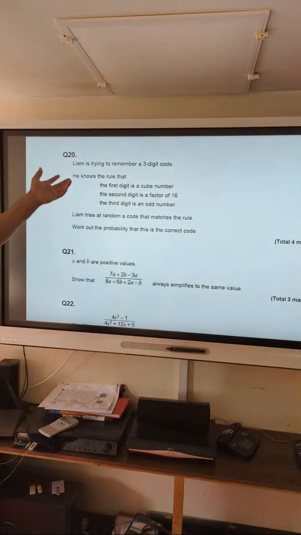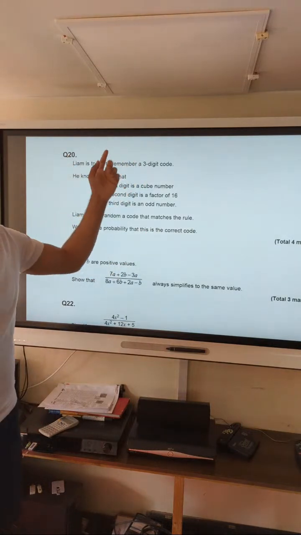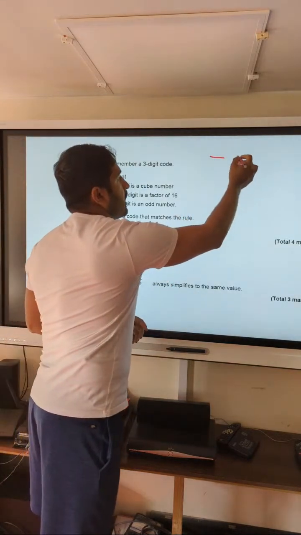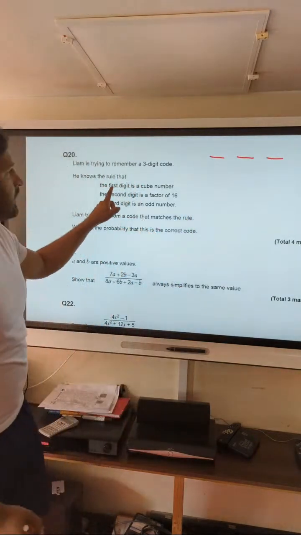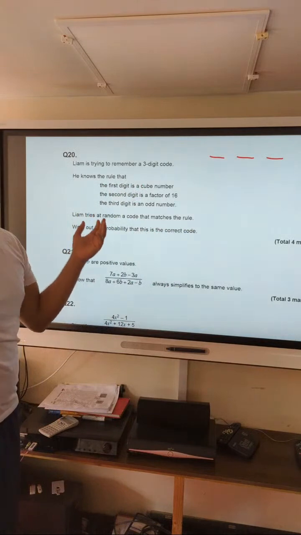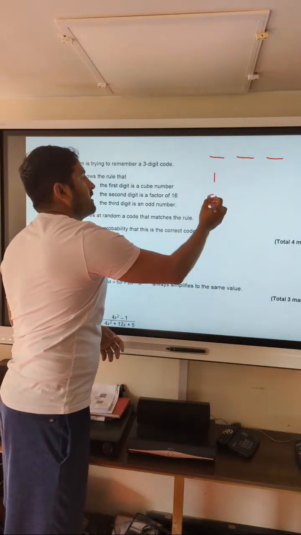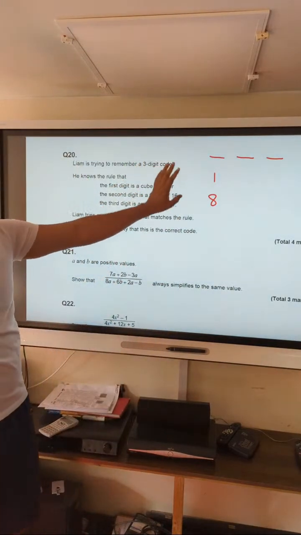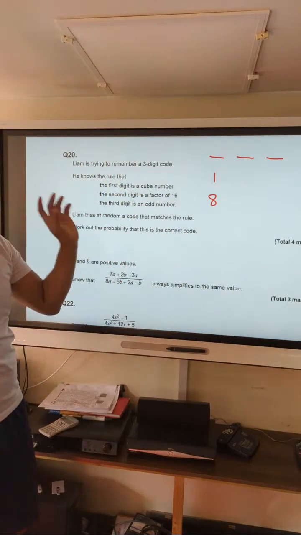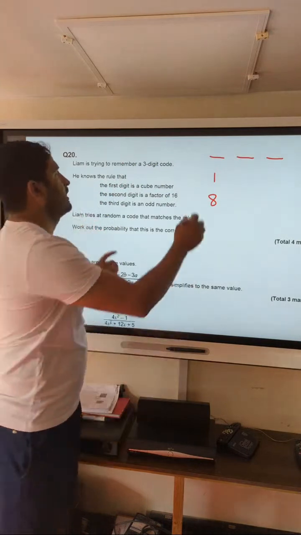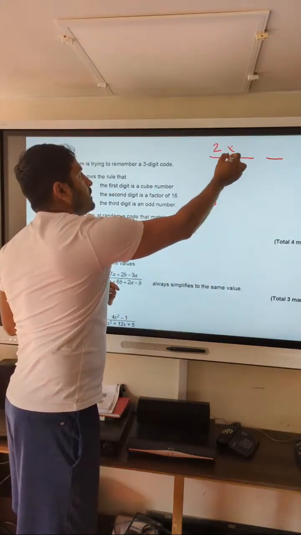So let's look at how many possible options we can get. We've got a 3-digit code: 1, 2, and 3. The first number is a cube number, so a cube number within the first 10. It's either 1 or 8. The first digit has to be either 1 or 8, so we have 2 choices for that first digit.